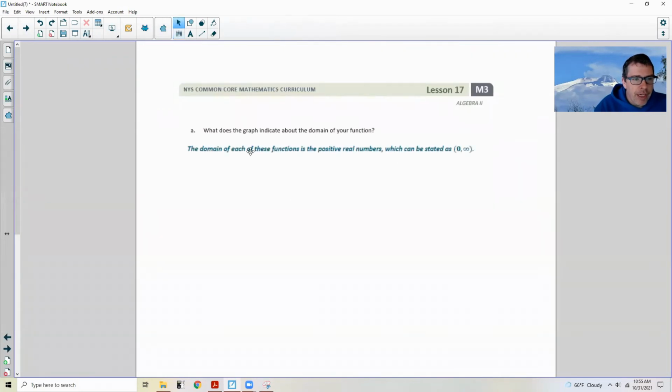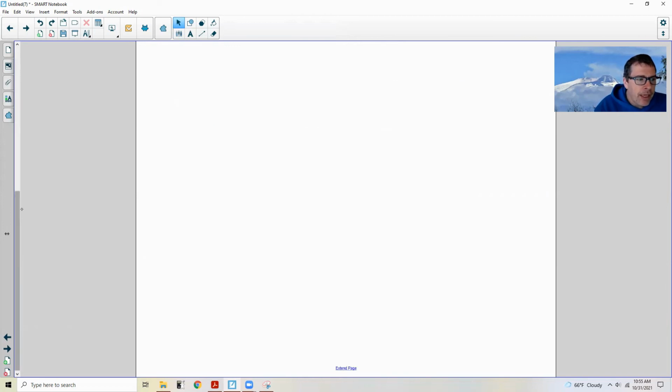The domain for each of these functions is the positive real numbers, which can be stated as the set with open parenthesis, because it never gets to 0, 0, comma, infinity, open parenthesis. We never use a closed parenthesis or bracket for infinity. All right, part B, describe the x-axis.